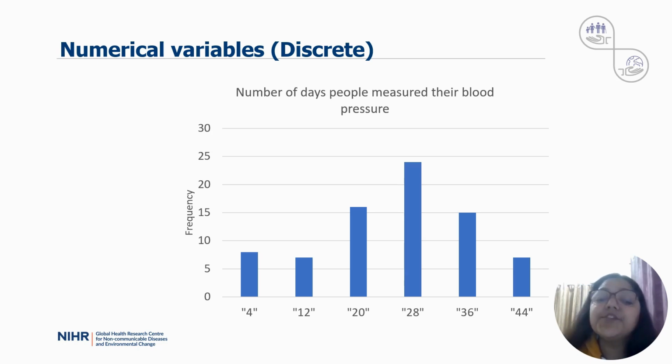This distribution can be characterized by an average value, which will tell us the average number of days that people took home blood pressure measurements. It could also tell you the range of values, which is the minimum and the maximum value, and the spread of this distribution in terms of the standard deviation, which are parameters that characterize this distribution.